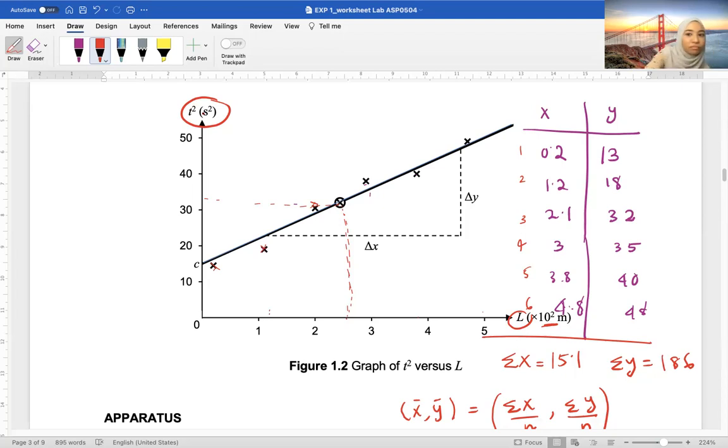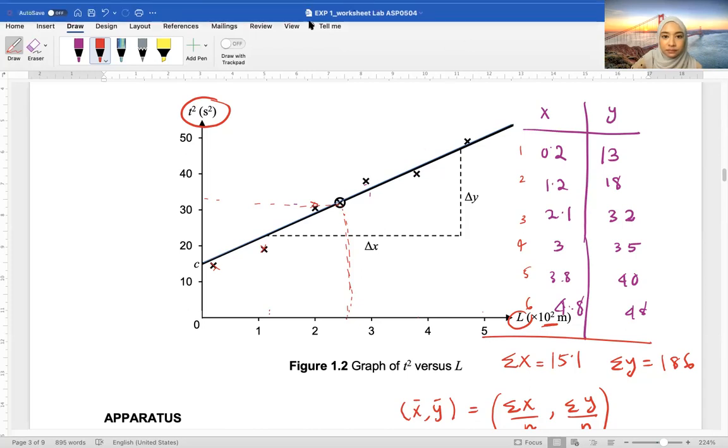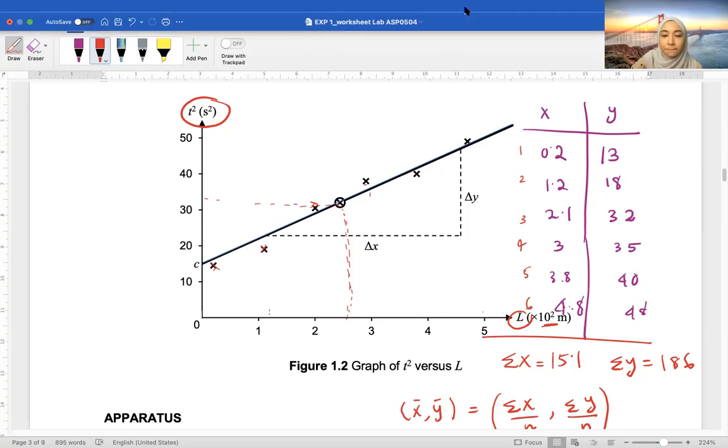Boleh. Boleh sebab cuma nanti dia punya relationship L directly proportionate to T square lah. Kan? Betul? Okay, betul jawapan tu.